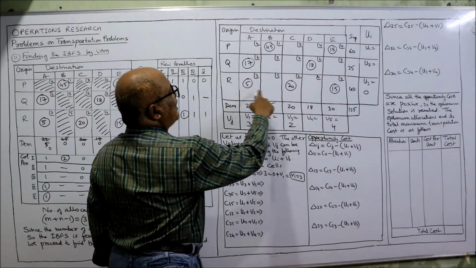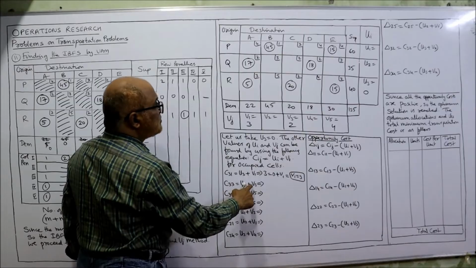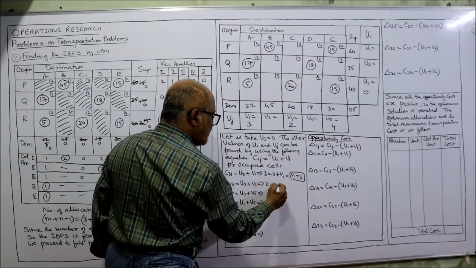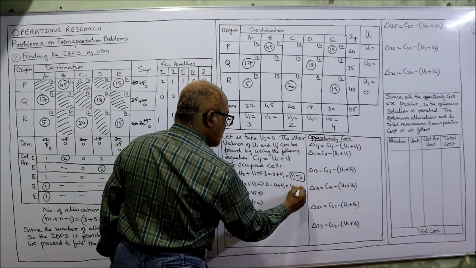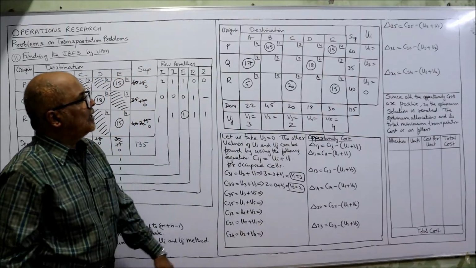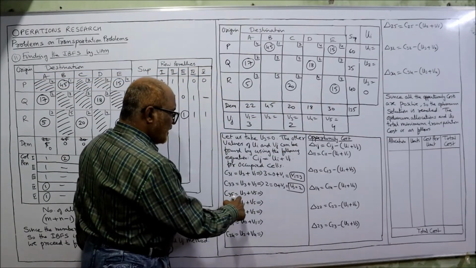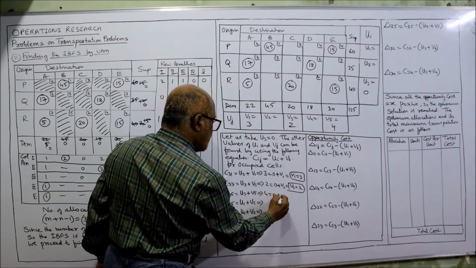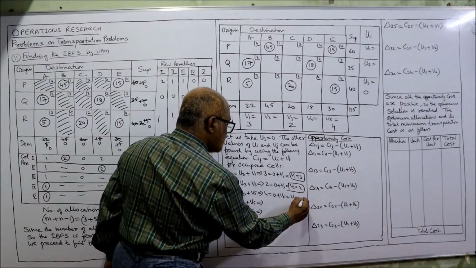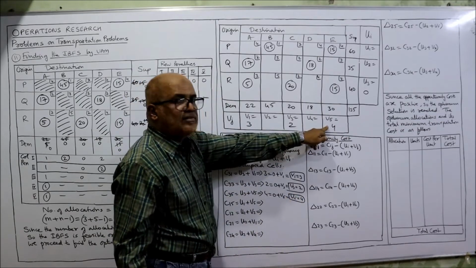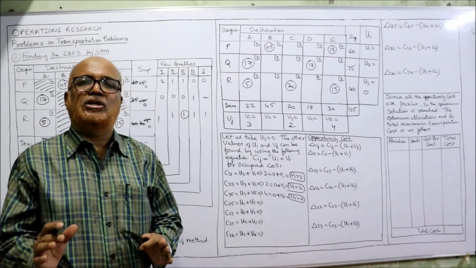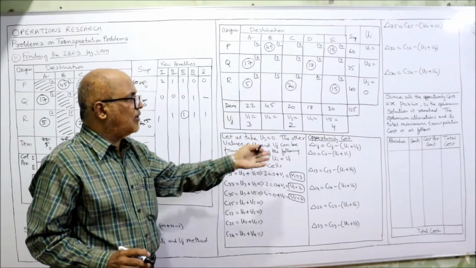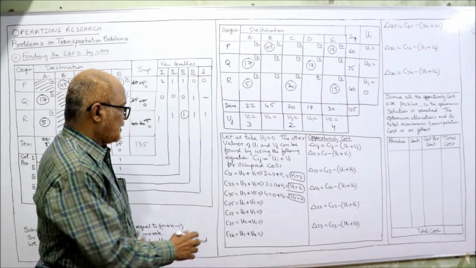Similarly this one, 3, 3. C33 is equal to u3 plus v3. C33 is 2. 2 is equal to 0 plus v3. So v3 is equal to 2. Lastly, 3, 5. C35 is equal to u3 plus v5. C35 is 4. 4 is equal to 0 plus v5. So v5 is equal to 4. That is the advantage: if I take u3 equal to 0, because we have 3 allocations, directly we got it.